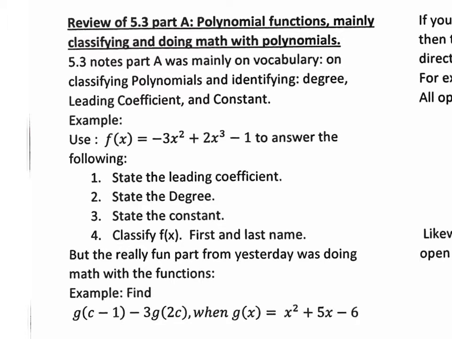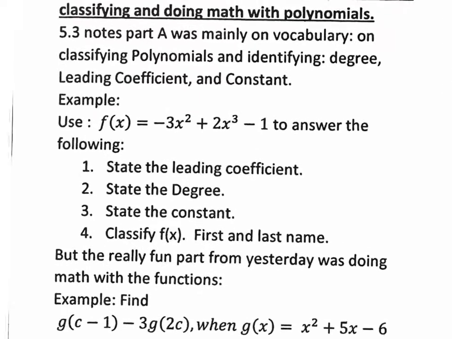So right here, we're going to have this exercise that I want you to do with a partner right now. I tell you to use the f of x function, which is -3x squared + 2x to the third - 1 to answer the following. They want you to first state the leading coefficient. Then they want you to state the degree and then state the constant. Then they want you to classify f of x, giving it a first and last name based on the notes that we just covered, right?